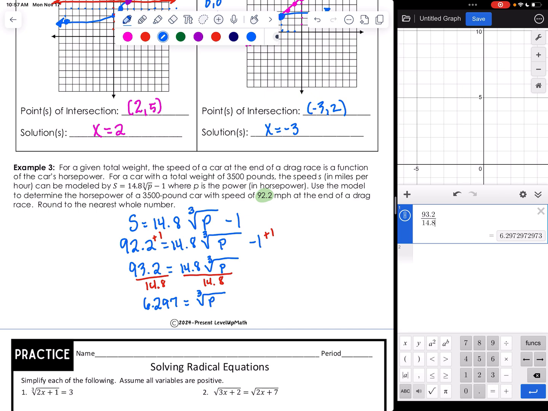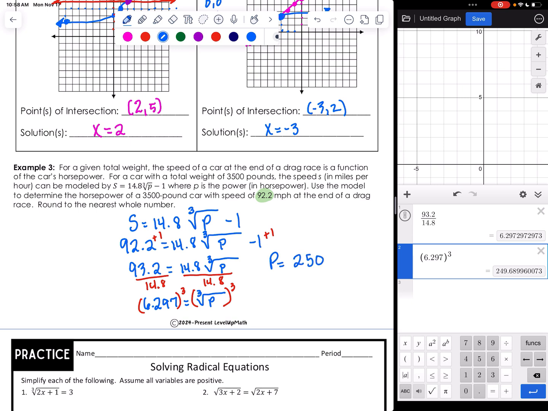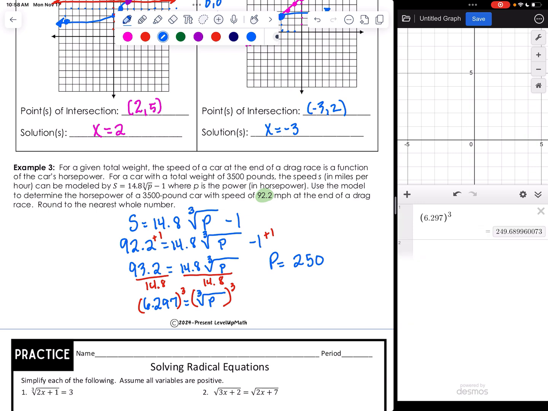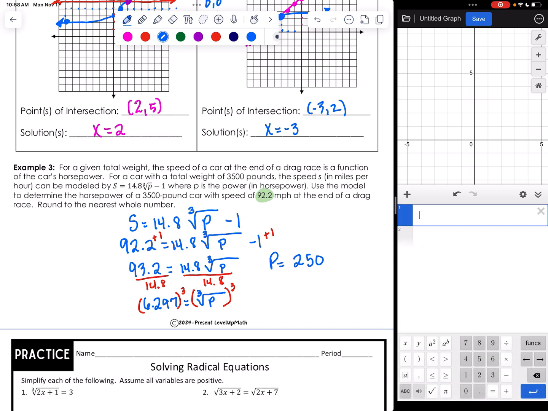All right, now we have our radical isolated, so I'll just raise both sides to the 3 power. Raise both sides to the 3 power. So 6.297 to the 3 power gives us 249.68. And they said to round it to the nearest whole number. So I'm going to say the horsepower in this problem is 250 horsepower.